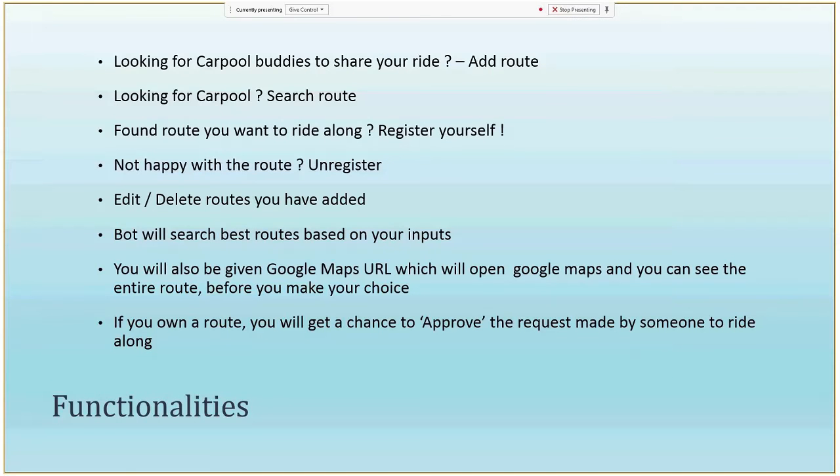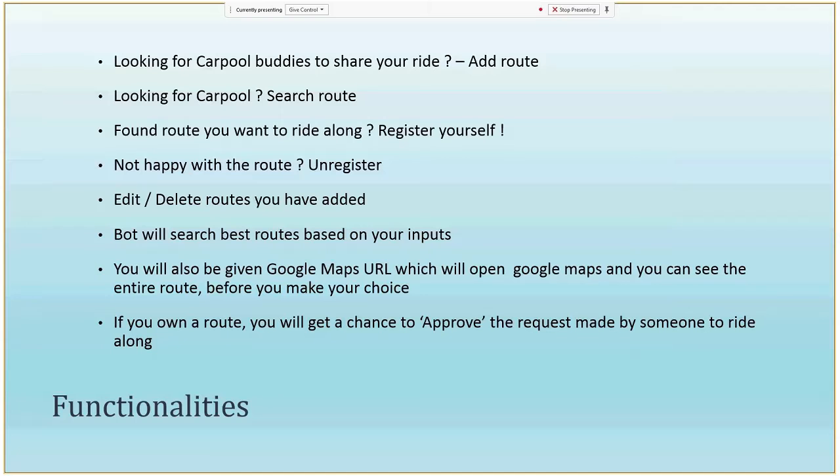So what are the major functionalities? A user can add the route. If a user wants to share a car, they can add the route. If they are looking for a carpool route, they can search for it. If they find a route they want to ride along, they can register. If you're already registered and not happy with the route or timings or anything, you can unregister, and you can see your requests or delete your requests.